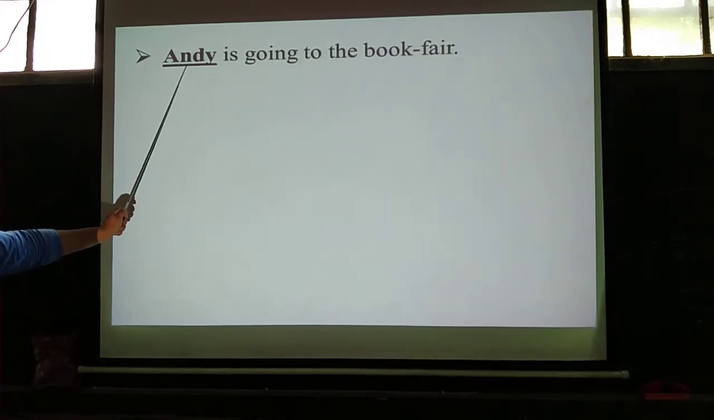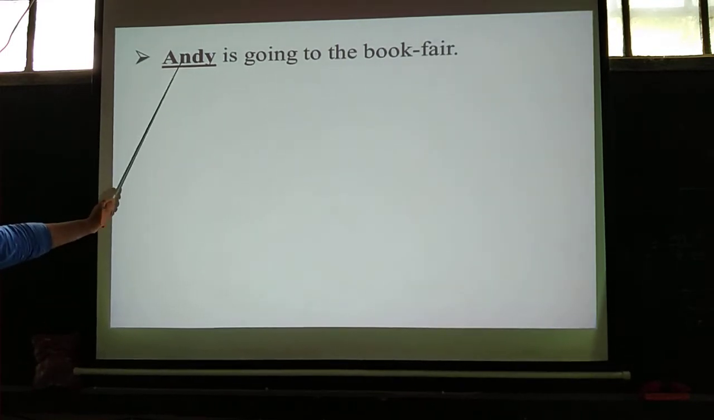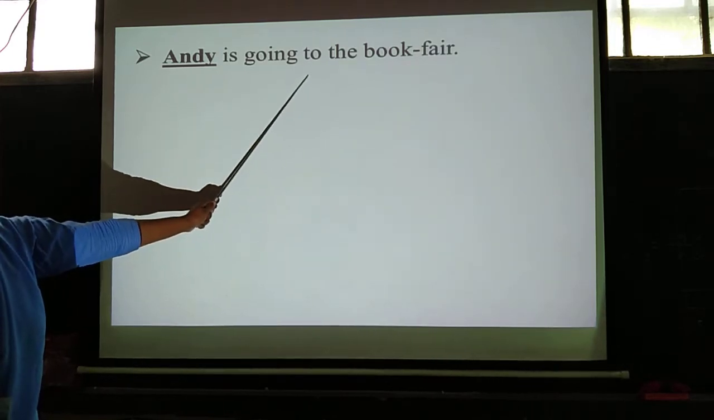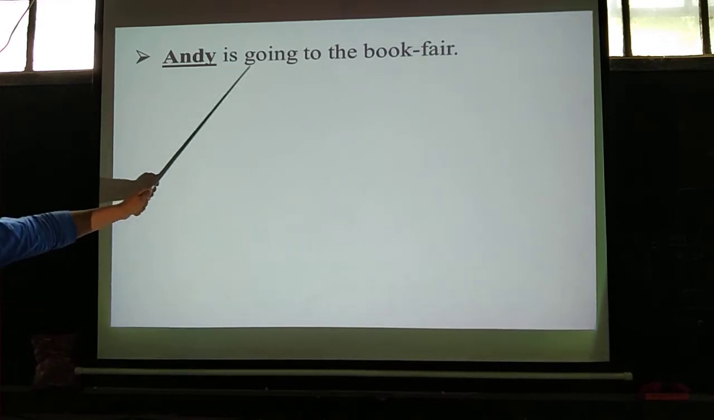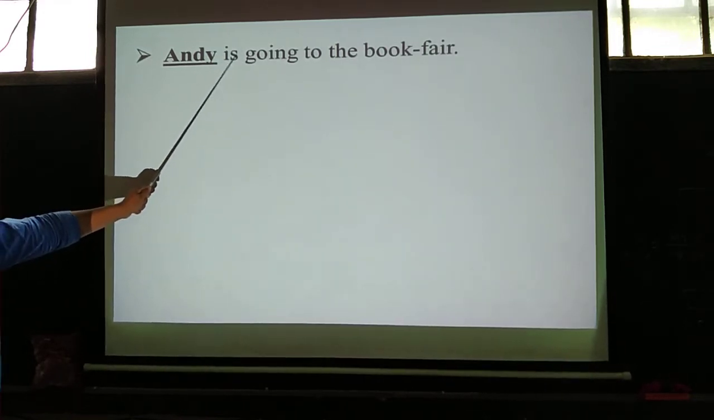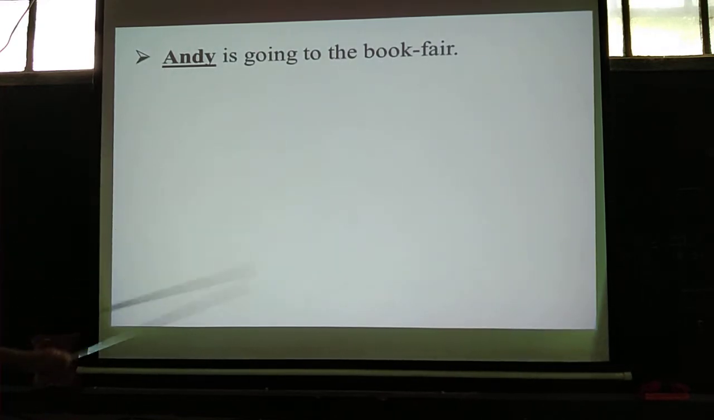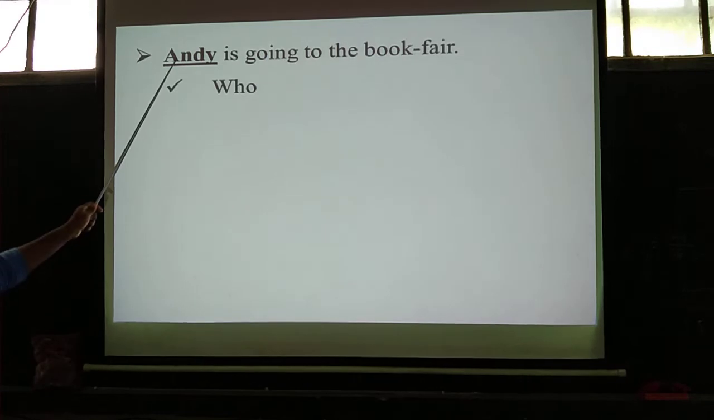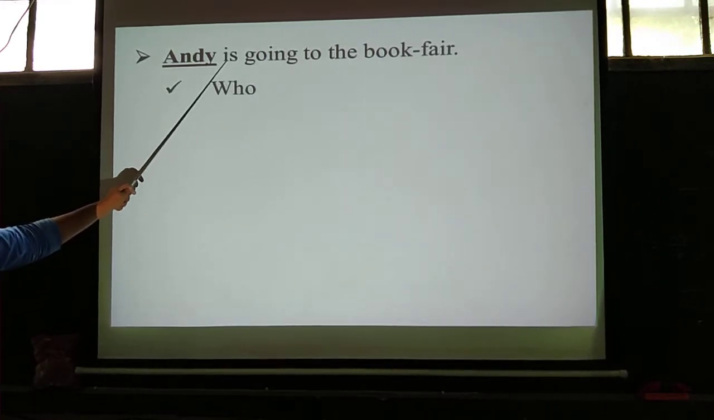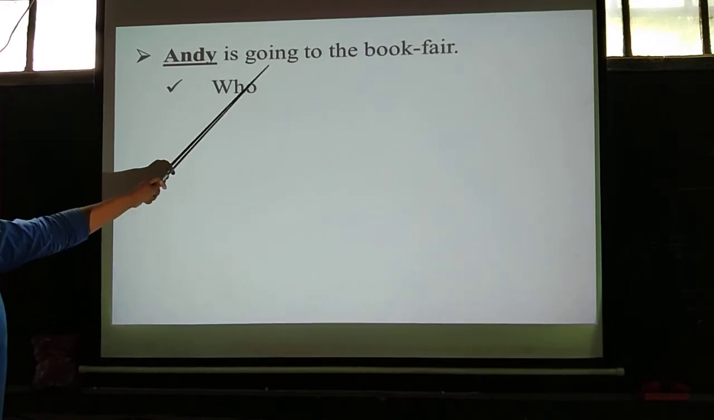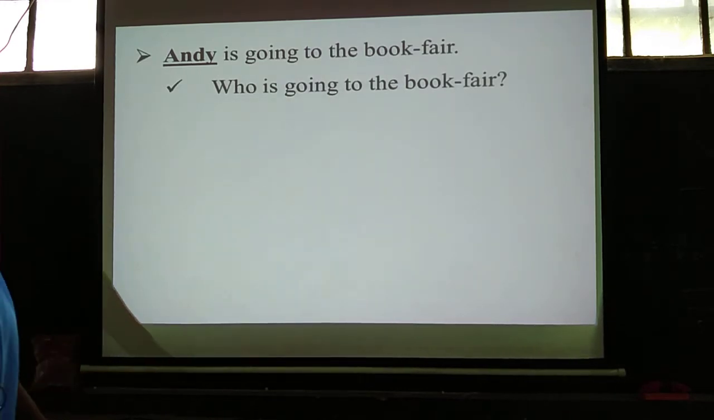Look, here the underline is under Andy. Andy is the subject of this sentence, and look carefully, this sentence is not an indefinite tense or indefinite sentence. It is in continuous form. Andy is, and here is going, so it's in continuous form. So in this case, as Andy is a person, we use here who, and then we have to use the auxiliary verb or the helping verb and the main verb too. Who is going to the book fair?